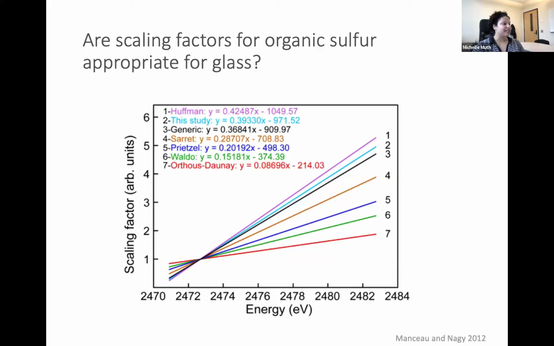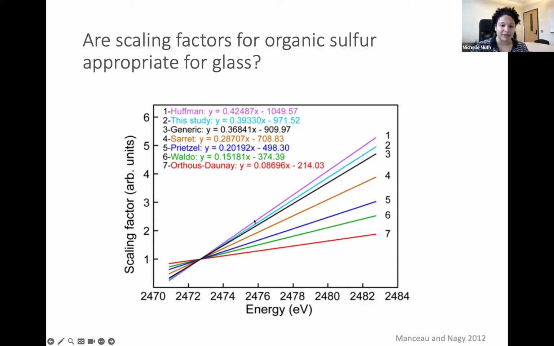And one of the reasons that this has come to a head in the literature in the last few years is that there are authors who have proposed using scaling factors as a way to account for this uncertainty. So some groups have used scaling factors that were developed for organic sulfur compounds and are applying them to silicate glasses because, again, we don't have a reference suite available.